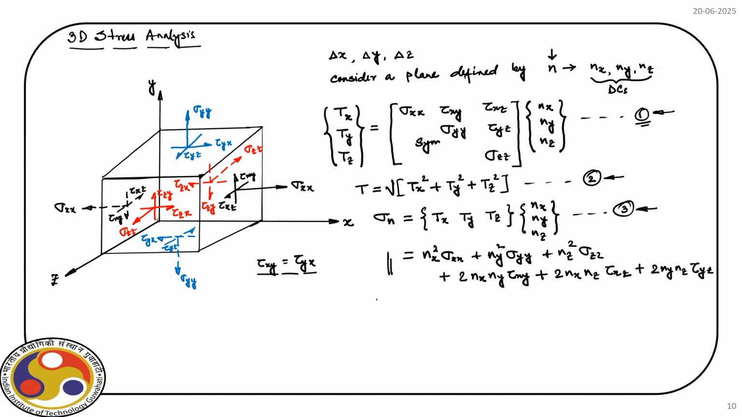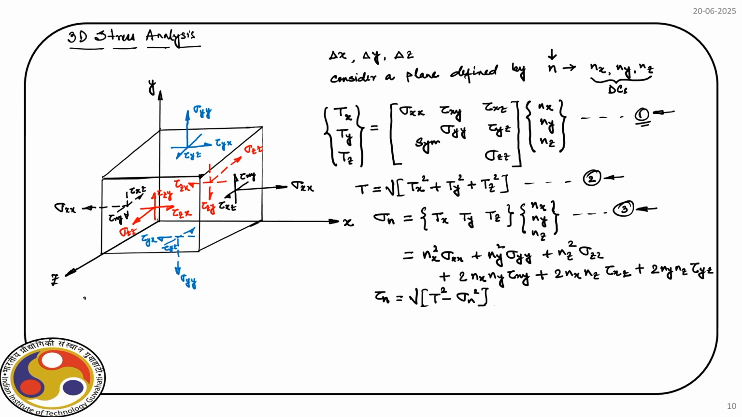Now, we also discussed how to find out Tn. This is nothing but square root of T square minus sigma n square. Okay. So, let us solve a quick problem and see how this helps us to evaluate the stress component acting on a particular plane.